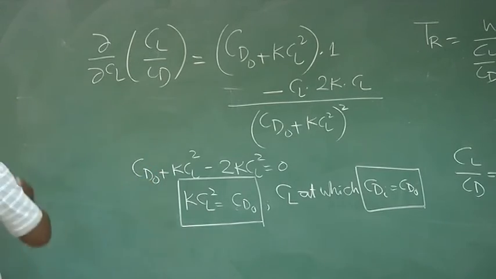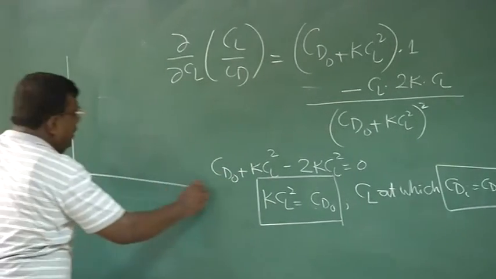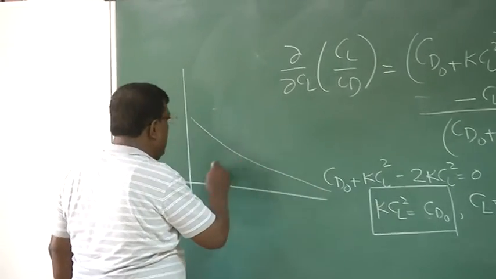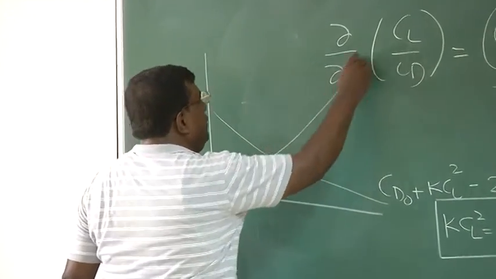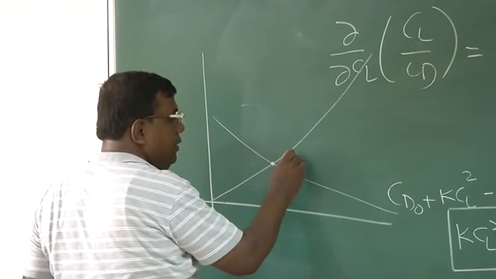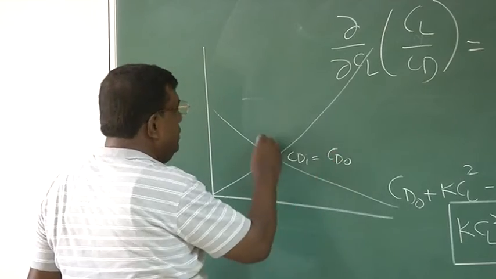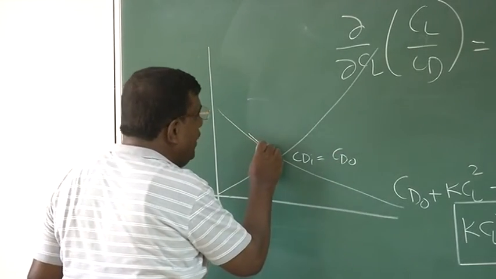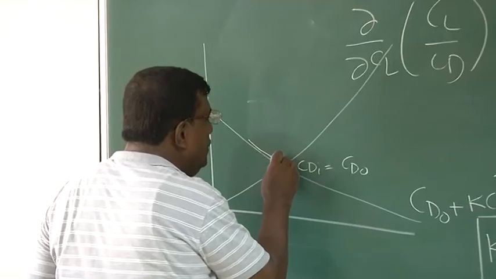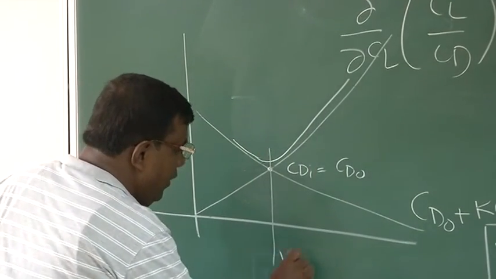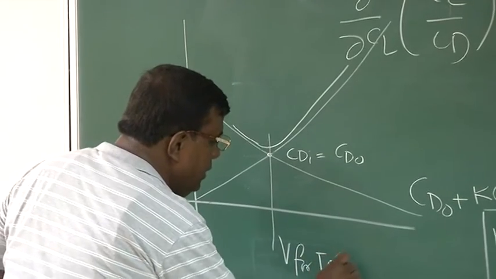Now you come back to this diagram. If you recall, we had induced drag going like this, parasite drag going like this. This is the point where CDI is equal to CD naught. So when I am drawing, I know that this is indeed the V for thrust required minimum.